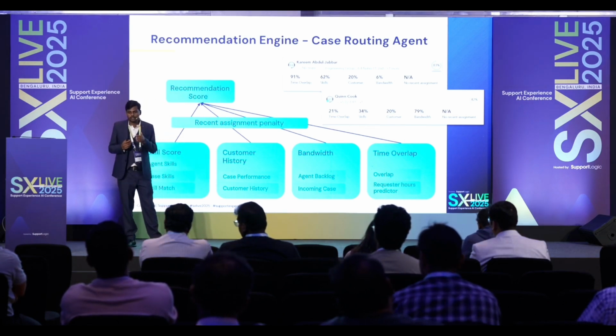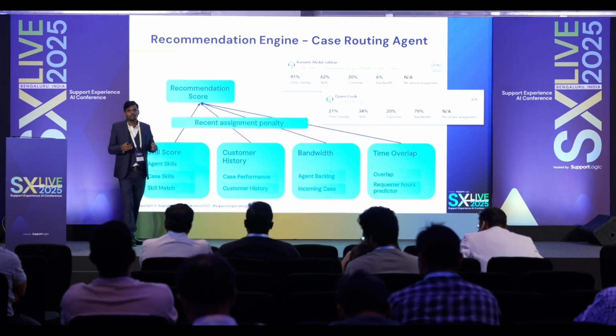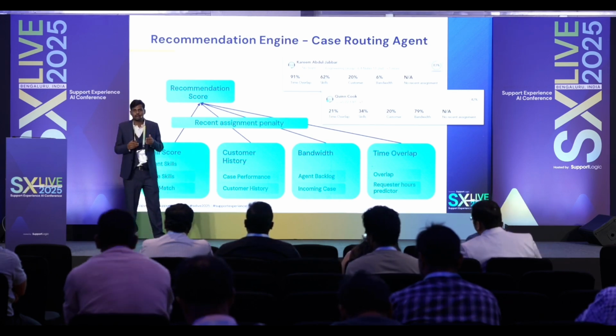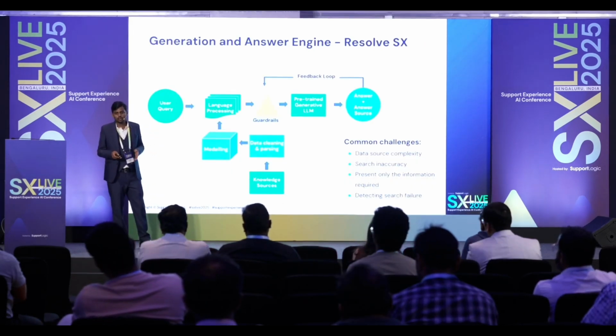So coming on to the recommendation score, now we have all these five coming up. All these have weightages. We can configure these weightages depending on the responses and on answering the right information from the knowledge base.